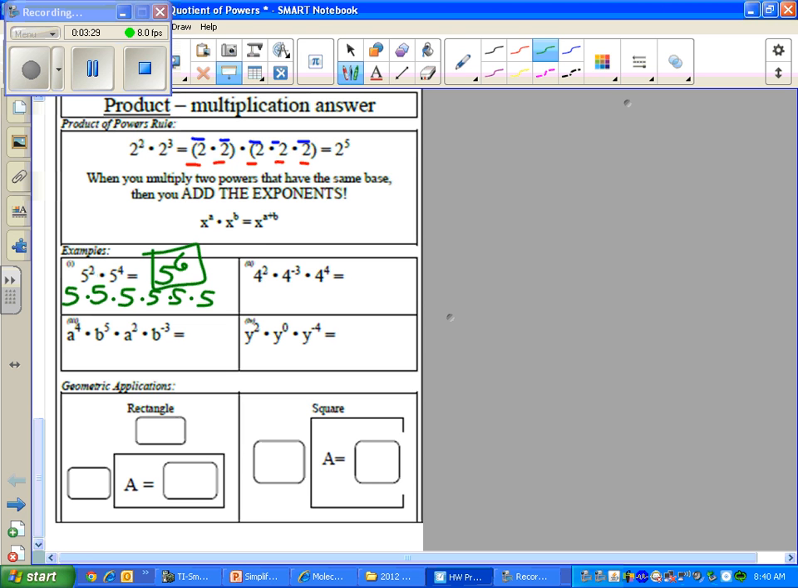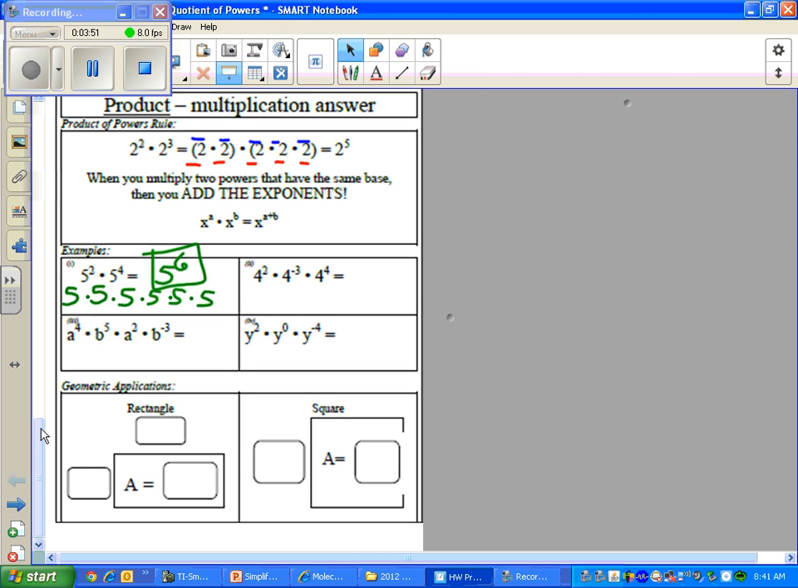Look at number 2. Number 2 has 4 to the second times 4 to the negative third times 4 to the 4th. Now there are 3 powers here, but that's okay. They all have the same base, which means we can add their exponents. So even though there's a negative 3 there, it's not going to affect the rule. It's still going to work the same way. So 2 plus negative 3 is negative 1. Negative 1 plus 4 is 3.